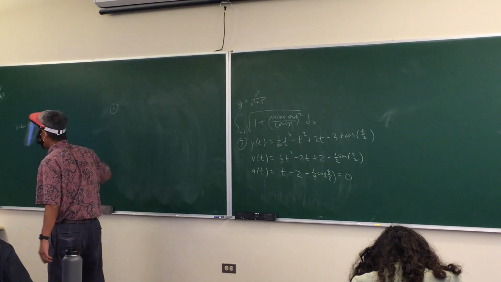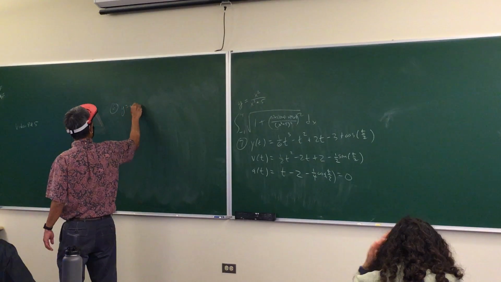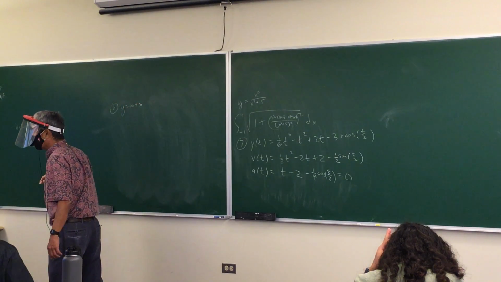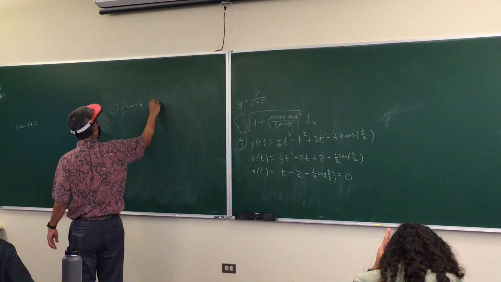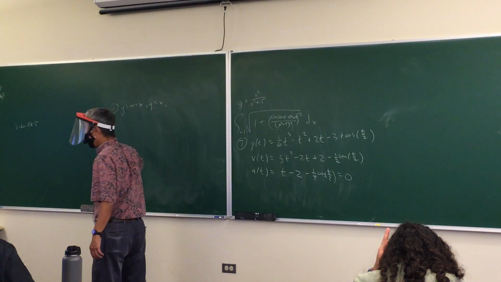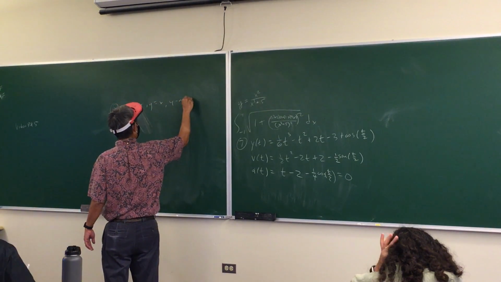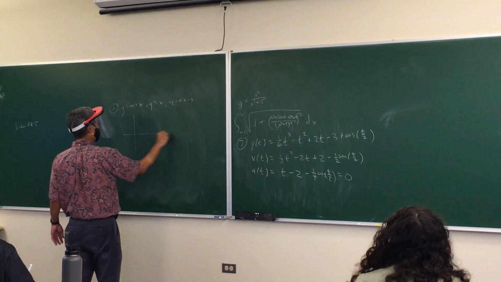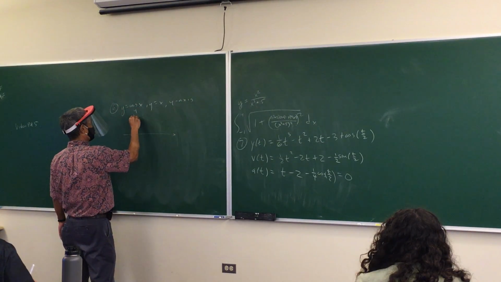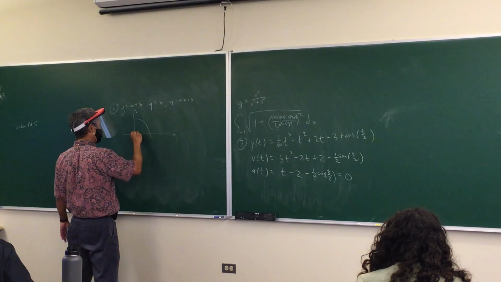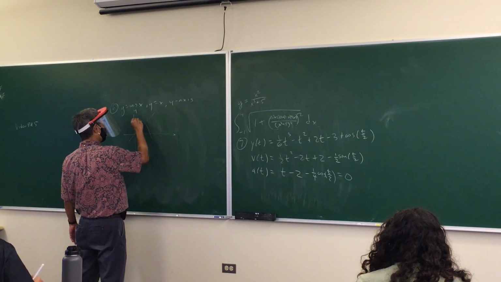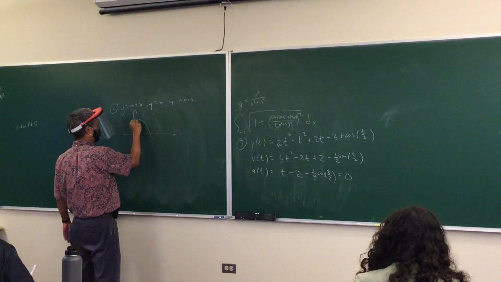R is the region bounded by y equal cosine x and y equal x and the y-axis. So if you graph this on your calculator, it's gonna look something like this. So cosine x looks like this, y equals x looks like that, and then the y-axis is here, so this is the region.